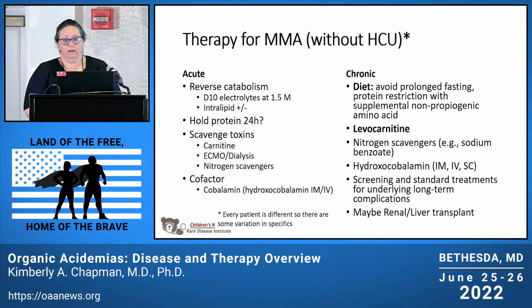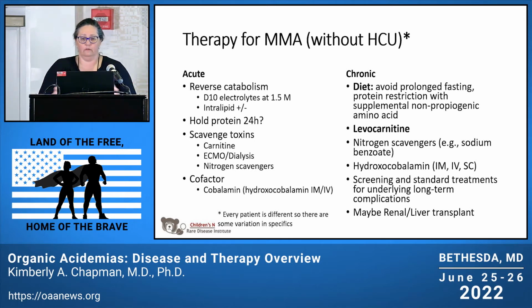And then chronic, we're going to do the diet stuff. We're going to scavenge with carnitine. We might use nitrogen scavengers, but less. In those who are B12 responsive, we're going to use hydroxycobalamin to drop your levels. We're going to screen for the underlying complications. And here, maybe a renal or liver transplant.